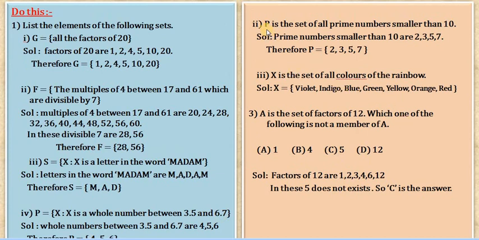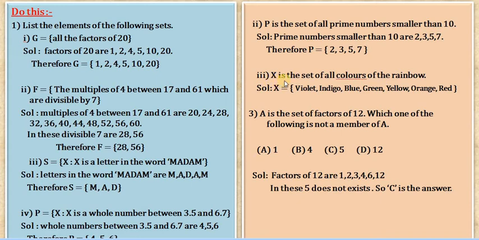Now let us come to the second bit. P is the set of all prime numbers smaller than 10. So prime numbers smaller than 10 are 2, 3, 5, 7. Therefore, P is equal to {2, 3, 5, 7}.